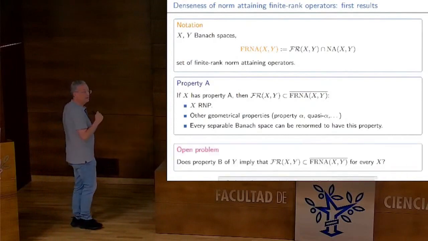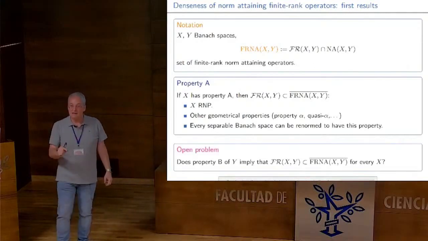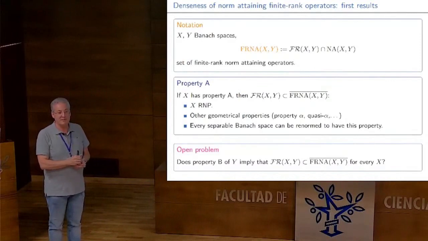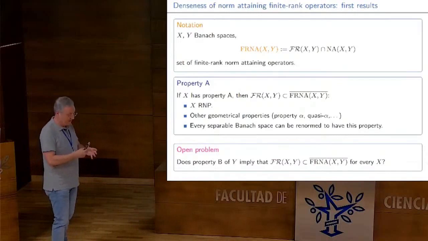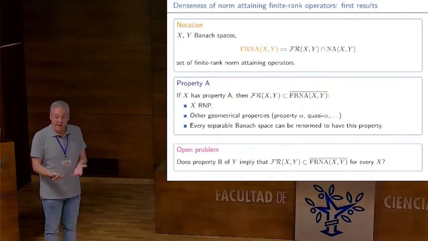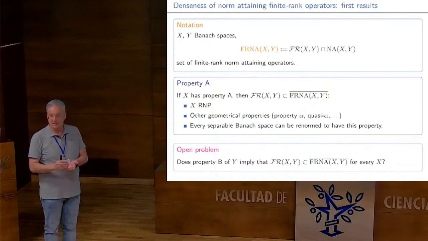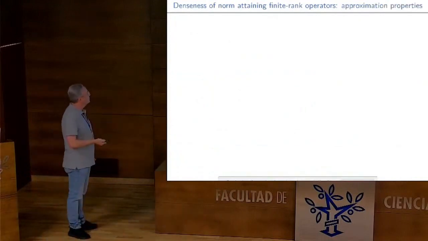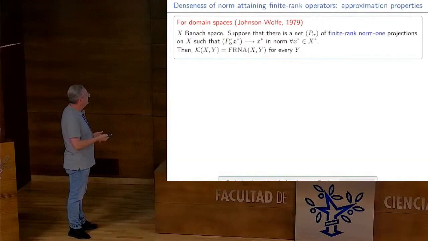But there is an open problem. What is not clear is this: imagine you have Y with property B, of course not finite dimensional. Is it true that in this case finite rank operators can be approximated by non-attaining finite rank operators? This is not clear at all, because you cannot change the target. If you change the target, what you have is a subspace of Y, and it is not true that when Y has property B, every subspace of Y has property B. L infinity has property B, and every separable Banach space is a subspace of it. So, no way.